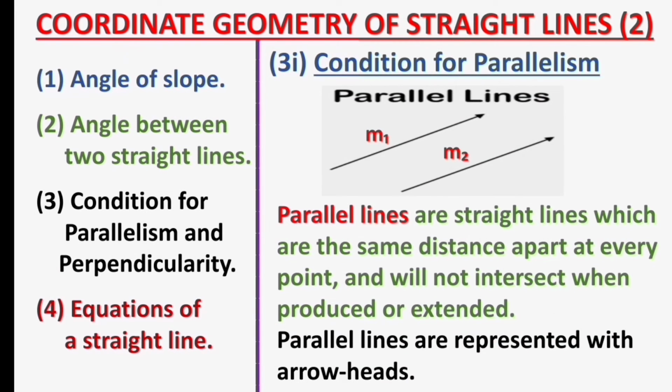Number 3, Roman figure 1, condition for parallelism. From definition, parallel lines are straight lines which are the same distance apart at every point and will not intersect when produced or extended. Parallel lines are represented with arrow heads.